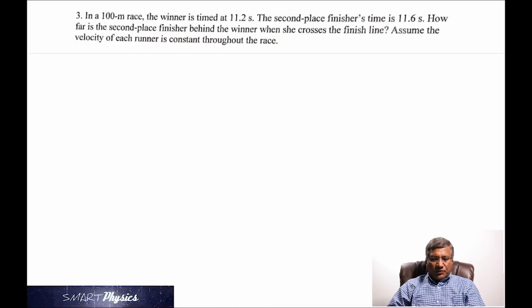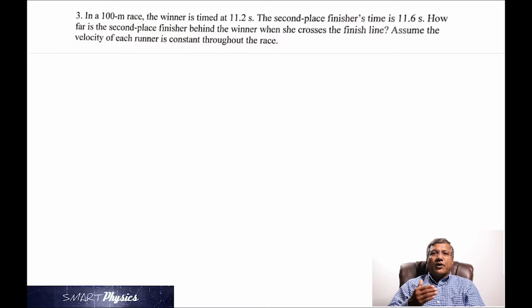This is question number 3. In a 100-meter race, the winner is timed at 11.2 seconds. The second place finisher's time is 11.6 seconds. How far is the second place finisher behind the winner when she crosses the finish line? Assume that the velocity of each runner is constant throughout the race.